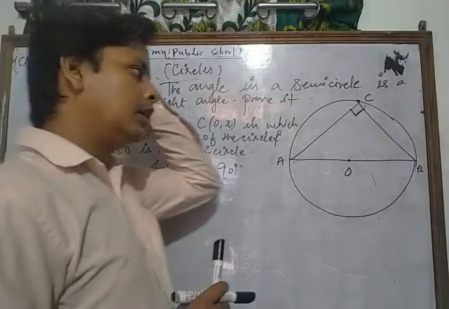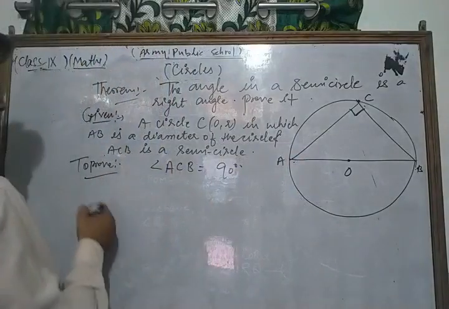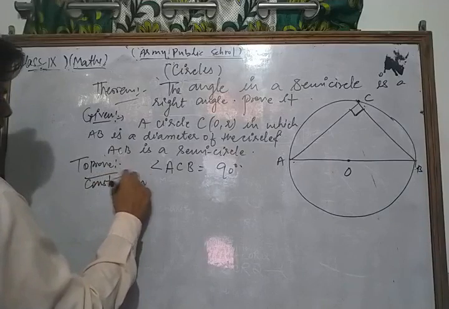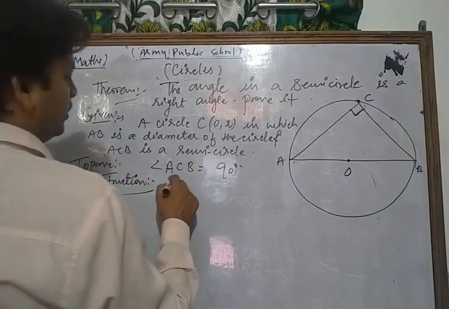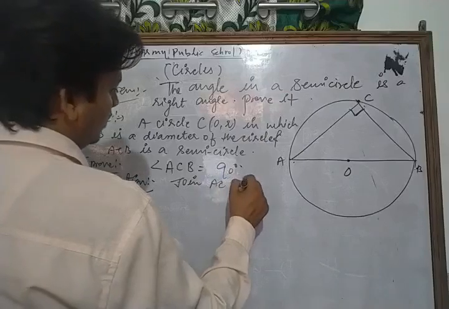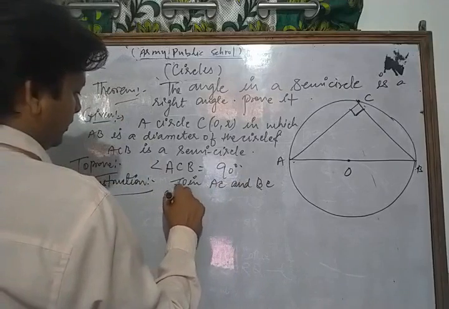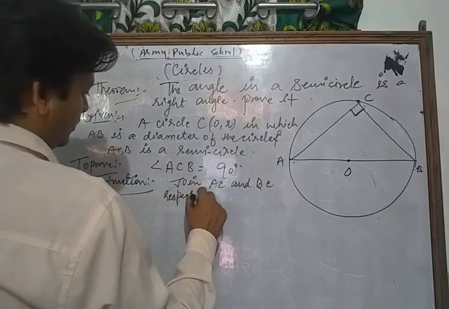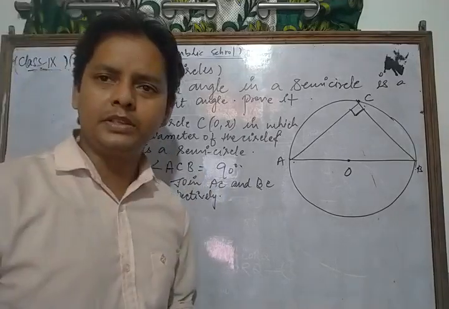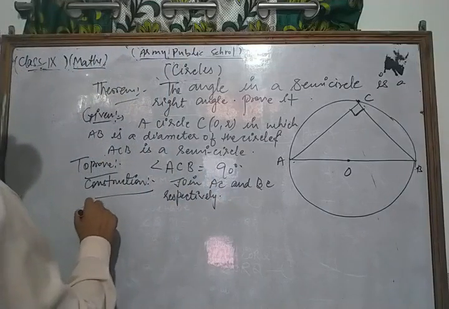Now if we do any construction, yes, we write join AC and BC. In construction we write: join AC and BC respectively. Okay. Now we write its proof.